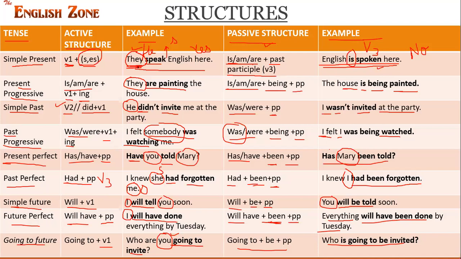So if I say, I explain the concept of passive voice. Okay, this is for the simple present. I explain the concept of passive voice. The concept of passive voice is explained. Is, am, are plus third form. I am explaining the concept of passive voice. The concept of passive voice is being explained. I explained the concept of passive voice. The concept of passive voice was explained.